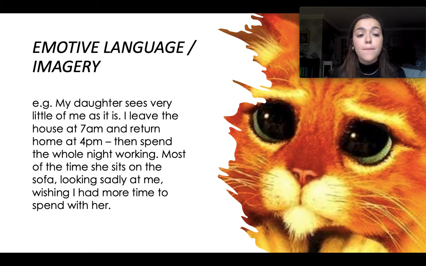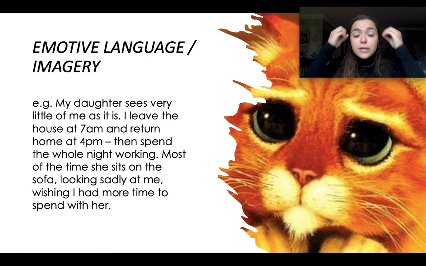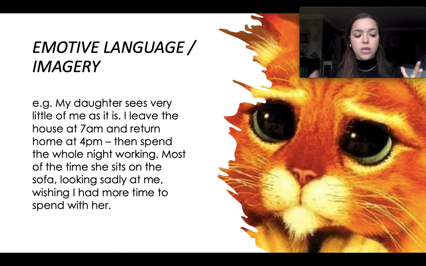Right, the next one we have is emotive language or emotive imagery. I put this picture of Puss in Boots here with the kind of puppy dog eyes because I always think of this when I think of emotive language. It's creating a picture which makes an image as strong as this in your head. So the example we've got here, my daughter sees very little of me as it is. I leave the house at 7 a.m. and return home at 4 p.m, then spend the whole night working. Most of the time she sits on the sofa looking sadly at me, wishing I had more time to spend with her. So this for me really makes this kind of Puss in Boots, puppy dog eyes image. So it's using these words to really create a strong image for your listeners of what you want to show.